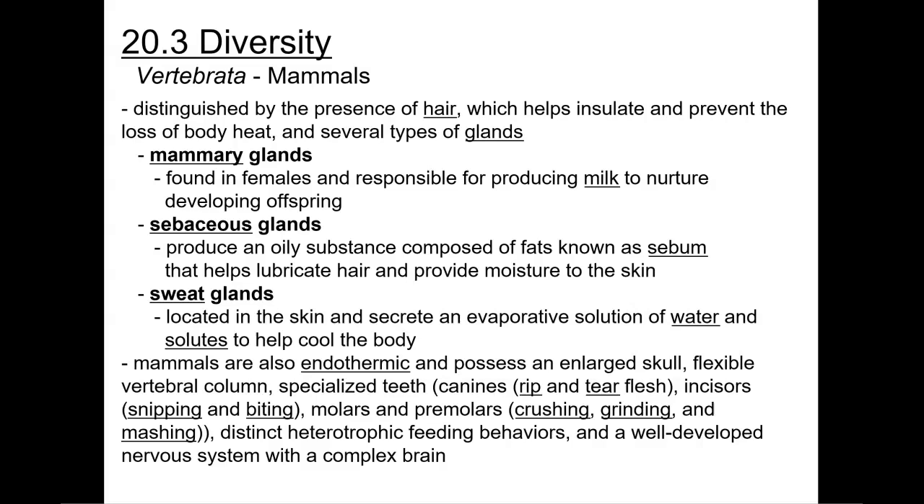Sweat glands are going to be located in the skin, and they're going to secrete an evaporative solution of water and solutes that's going to help control body temperature. So you release that in order to help cool your body. Mammals are also going to be endothermic and possess an enlarged skull, flexible vertebral column, specialized teeth like canines to rip and tear, incisors to snip and bite, molars and premolars to crush and grind and mash. They're going to have distinct heterotrophic feeding behaviors and a well-developed nervous system with a complex brain.